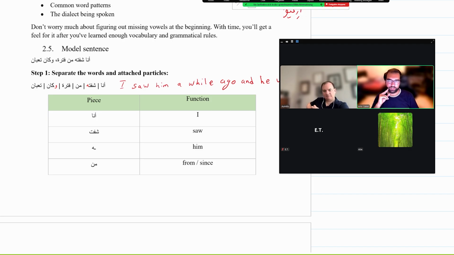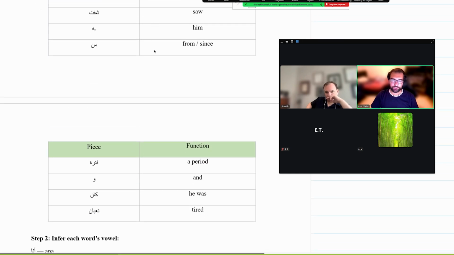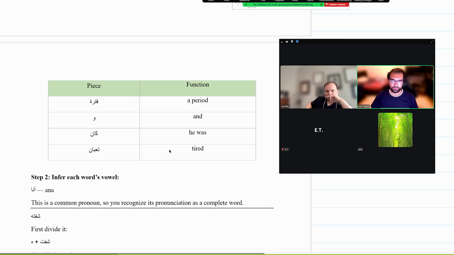So the first part is the ana. The second is the verb with the pronoun suffix attached to it. And then you have a preposition. And then you have fatha, which shows time. And then that's another verb, and then taben, that's his condition. So you can break it down like this. Here I wrote it down one more time, how it is broken down.